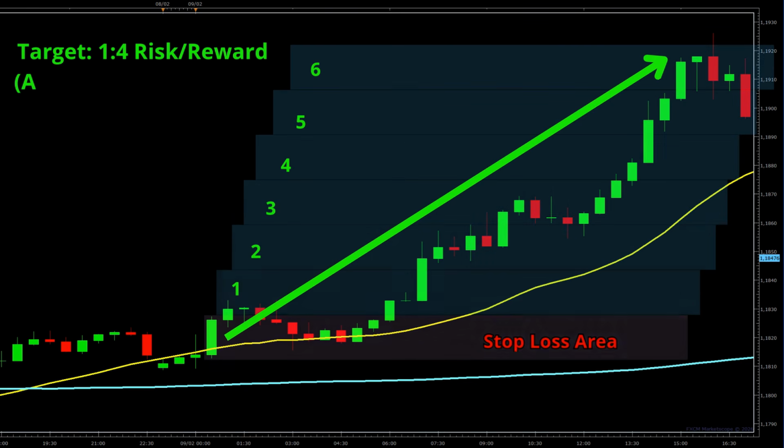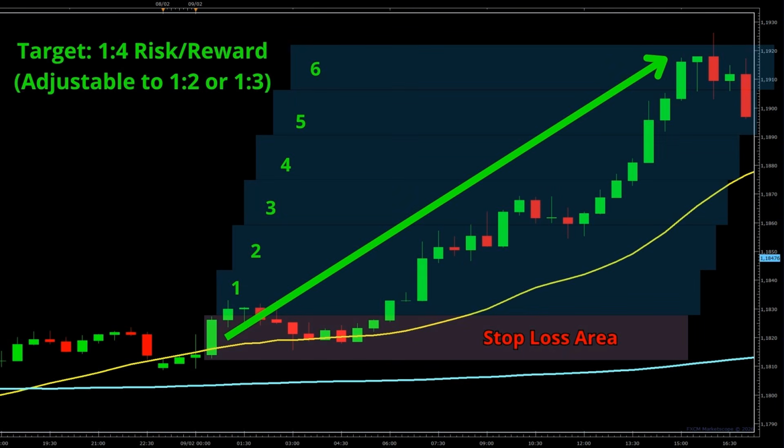When it comes to taking profits, we aim for a high risk-to-reward ratio. A 1-to-4 target is our primary goal, but the strategy is flexible. Depending on your personal preference and the market's volatility, you can also opt for a 1-to-2 or 1-to-3 target.